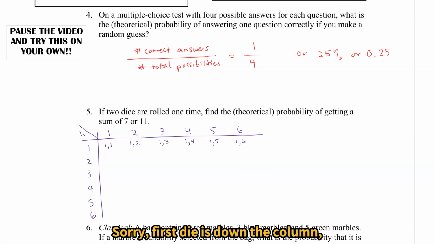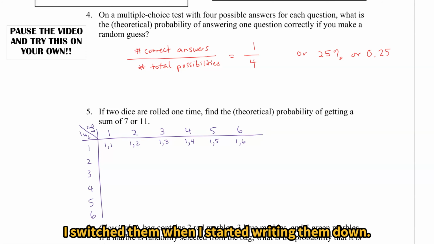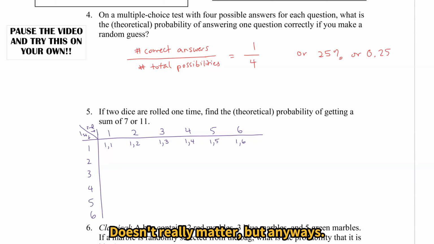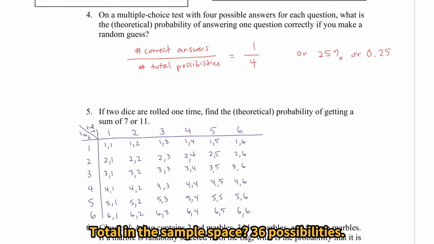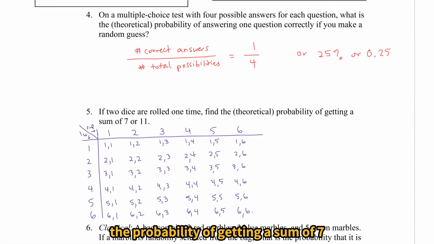first die is down the column, the first column, and we'll make the second across the top. I switched them when I started writing them down. It doesn't really matter, but anyways, we could have all of these possibilities. Total in the sample space, 36 possibilities. 6 times 6 is 36. But we want to know the probability of getting a sum of 7 or a sum of 11.